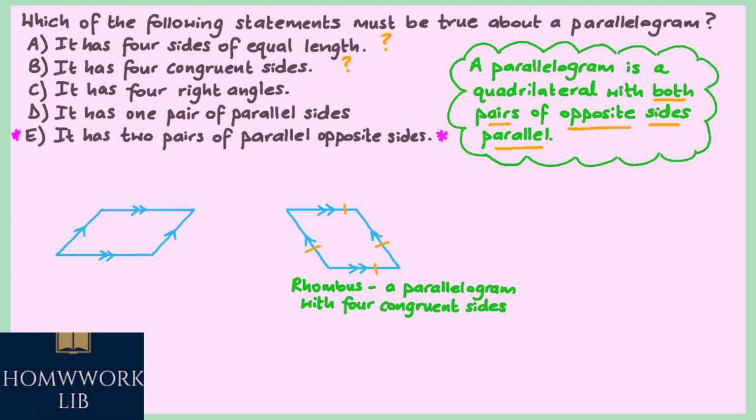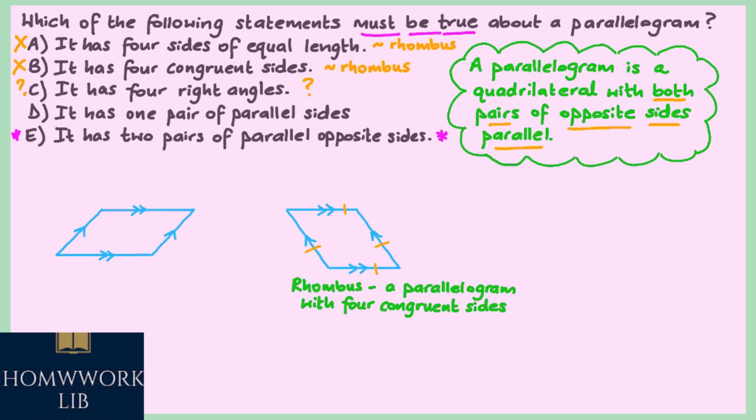So why aren't either of these the answer to the question? Well, it's because although they do fit with a rhombus, which is a type of parallelogram, we can't say that every parallelogram has 4 congruent sides or 4 sides of equal measure. And remember, we are looking for a statement which must be true about a parallelogram, and indeed, every parallelogram. So we can eliminate answer options A and B.